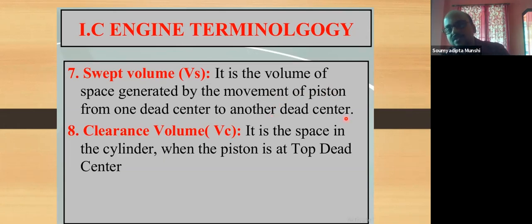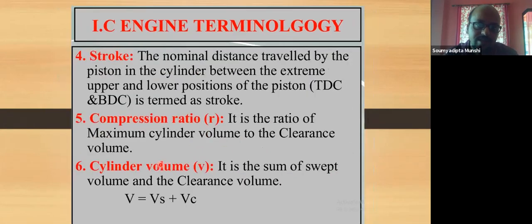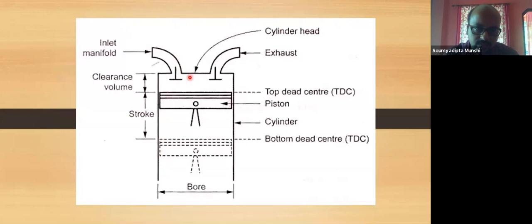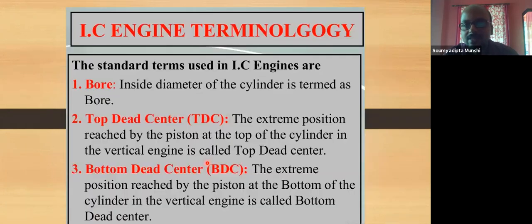Okay, so this is the volume I told you about. The clearance volume is the space in the cylinder when the piston is at the top dead center. So, as I told you, this is the clearance volume and the swept volume also. These are the basic terminology of the IC engine.